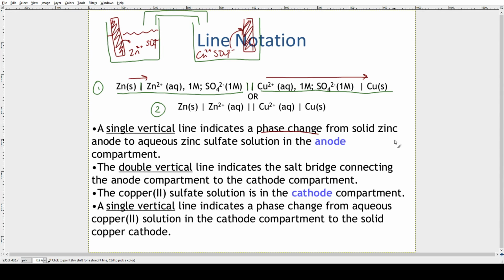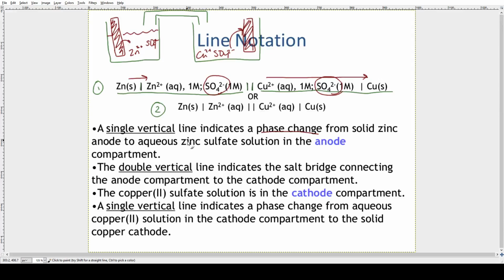So they're describing your cell. Another way it could be written, it's a little bit simpler. They just leave out the ions because they really don't contribute to the cell. So they show, okay, zinc solid is turning into aqueous zinc, salt bridge. Copper aqueous is turning into copper solid.